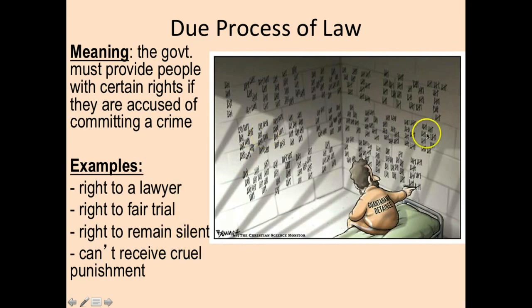And here you have a cartoon where the cartoonist is poking fun at how the government has not charged this person with a crime, and he is representing a Guantanamo detainee, an accused terrorist sitting in a prison in Guantanamo Bay. Can the government put someone in jail, keep them in jail, and not tell them and not charge them with a crime? Here are some questions, some controversies regarding due process.